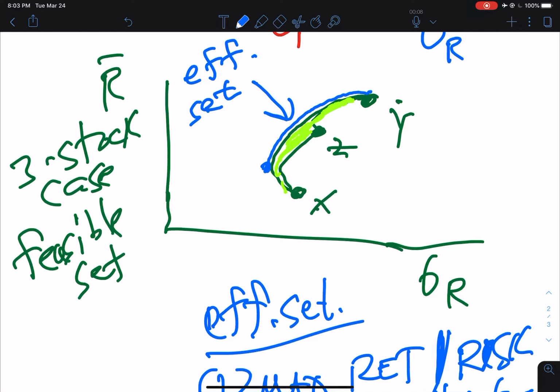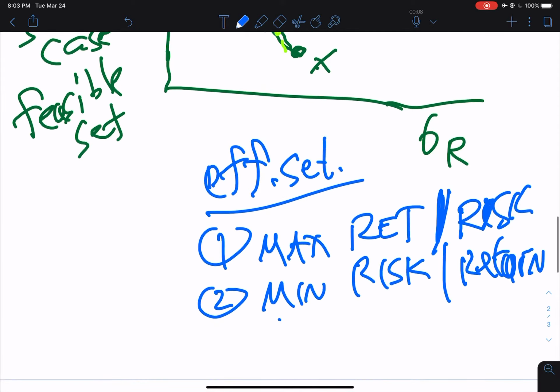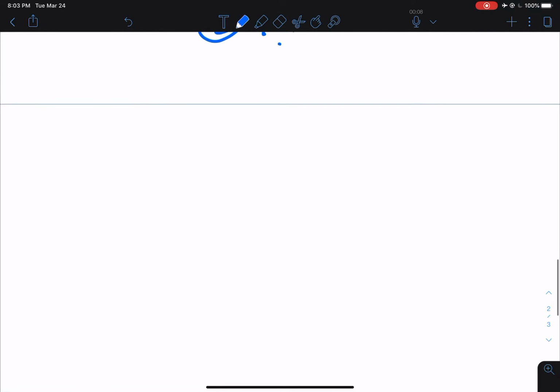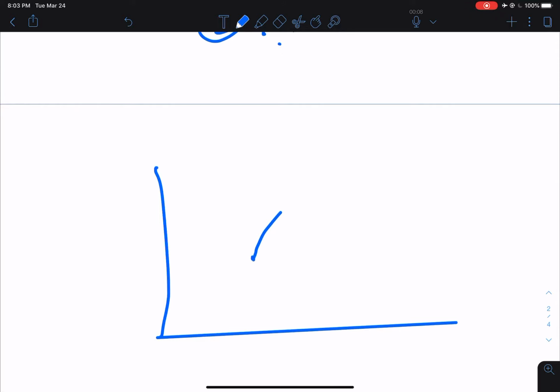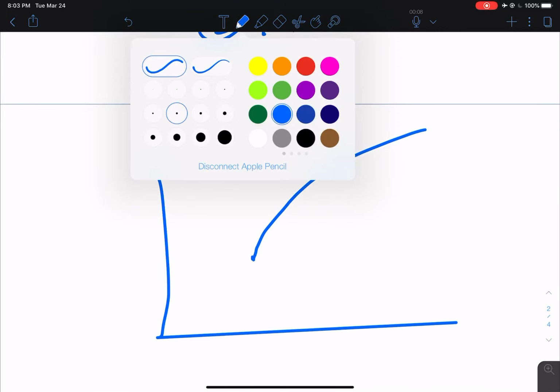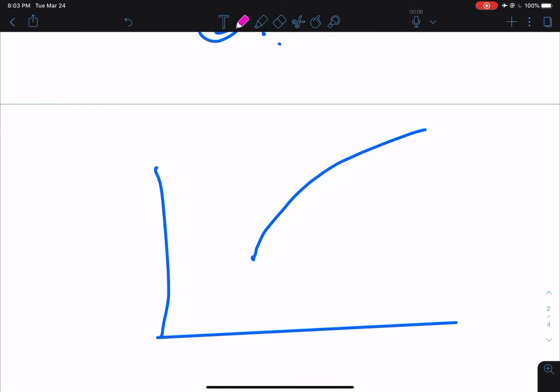So here's the efficient set. It's the best combinations of risk and return that exist anywhere in the real world. Every point along here is something that's attainable. And you might say, well, where is the investor going to choose to put his or her funds? Well, let's say this is the efficient set. It's simply going to depend upon the indifference curves of the risk-averse investor.